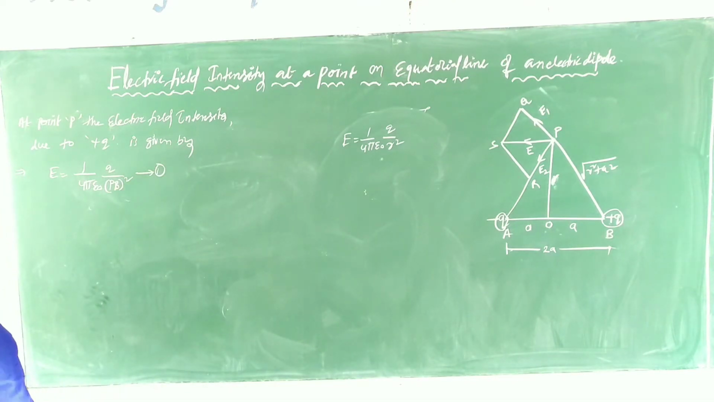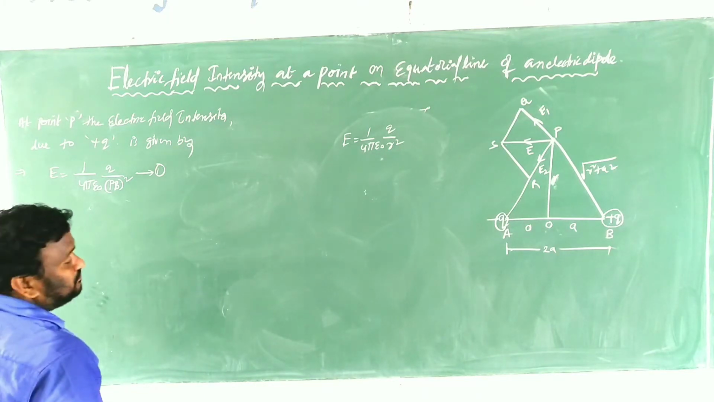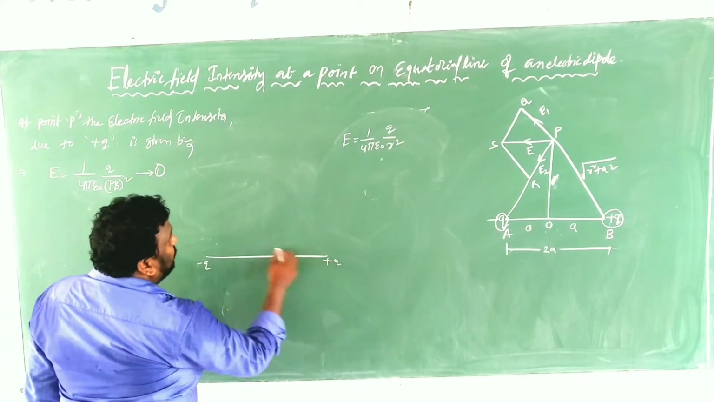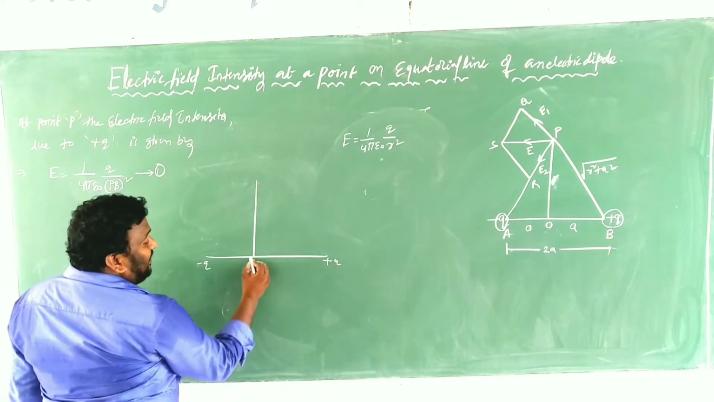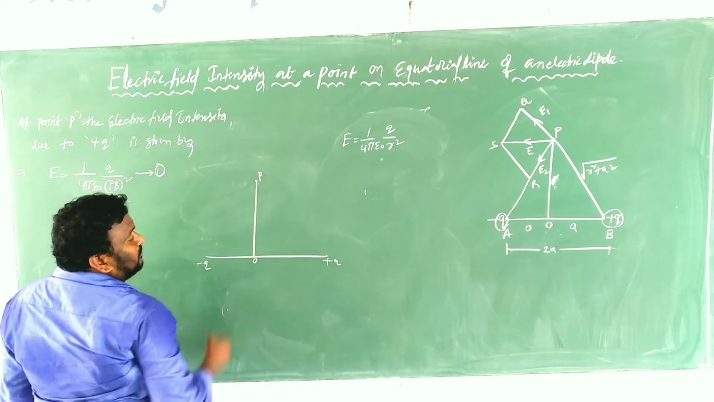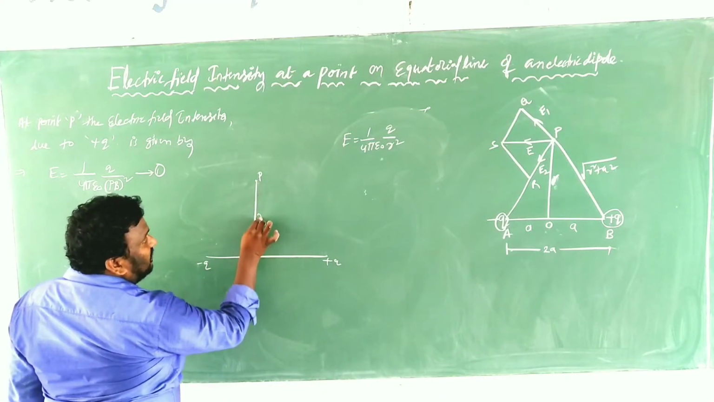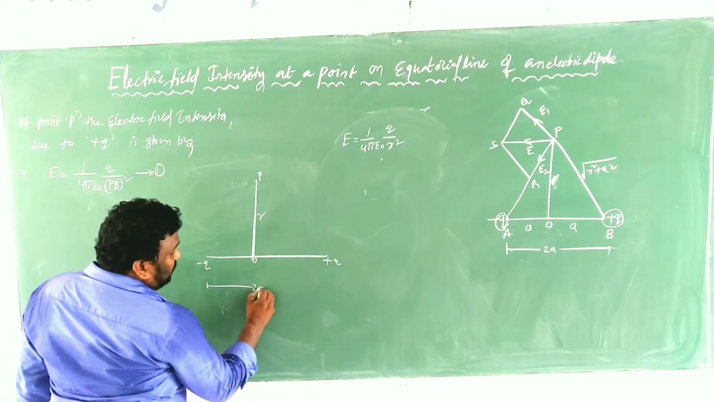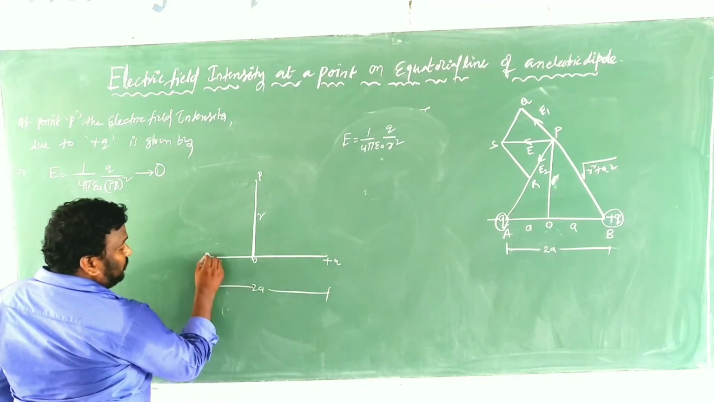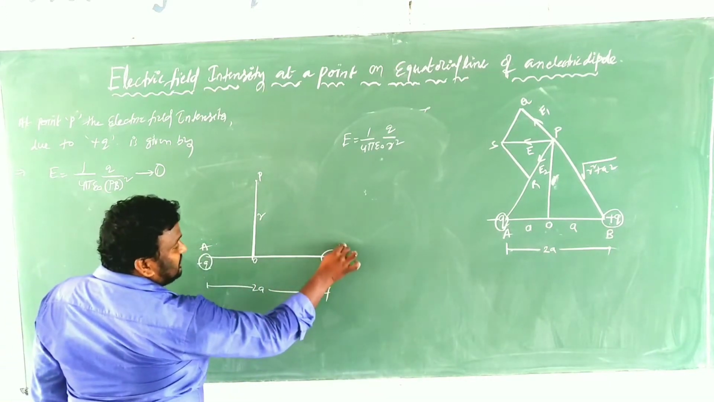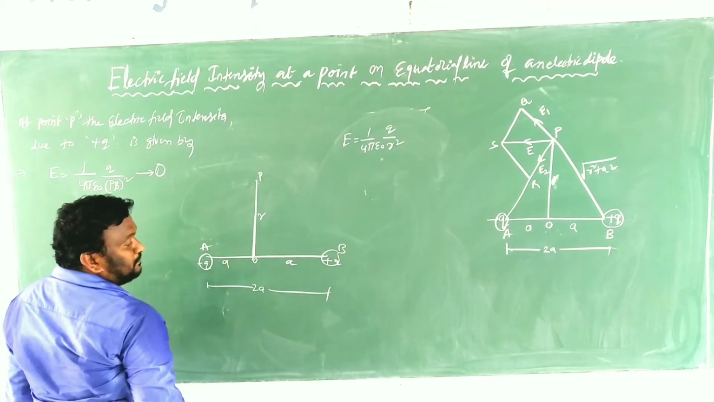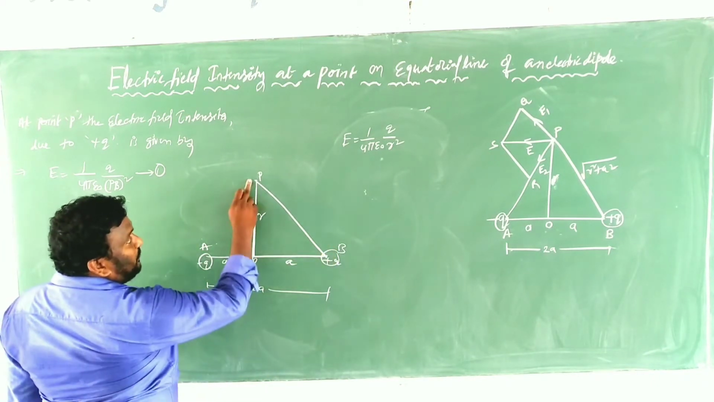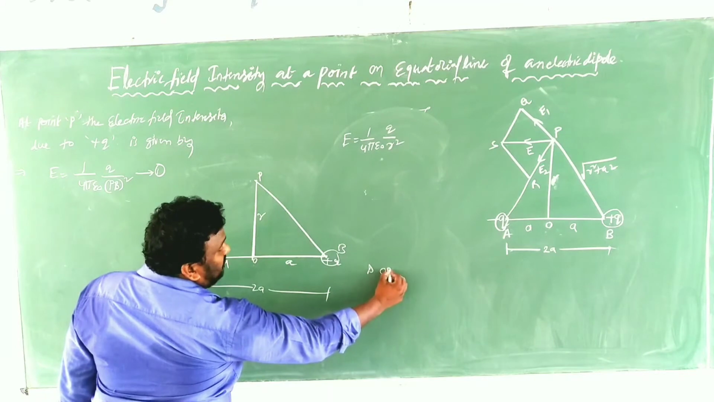Clear? And now observe very carefully in the diagram, just now only I told you what that is. It is minus q and it is plus q, and this is the equatorial line and this is the point P. How much distance is there? r. Clear? So it is r and the total length is 2a, and here it is a and here it is a. Now you can go for that. It is a right angle triangle, triangle OPB.